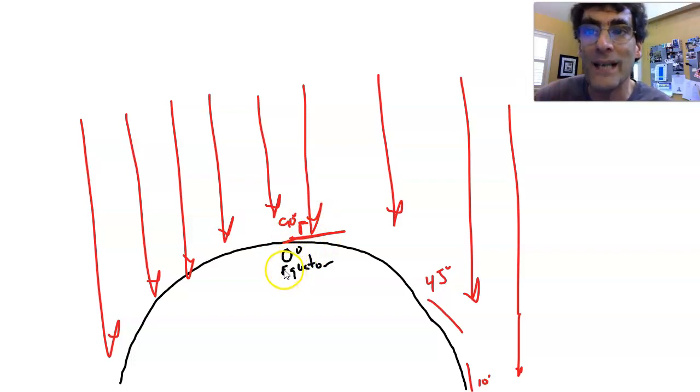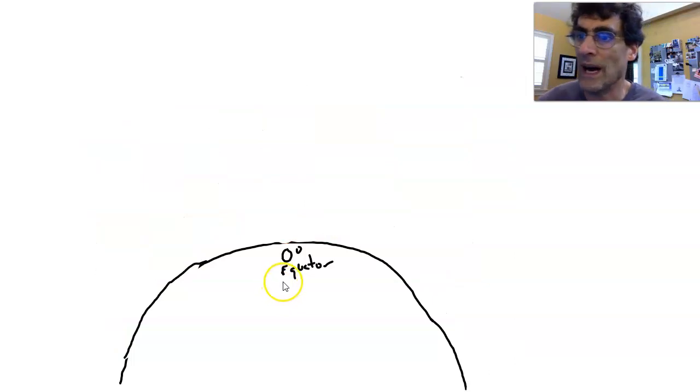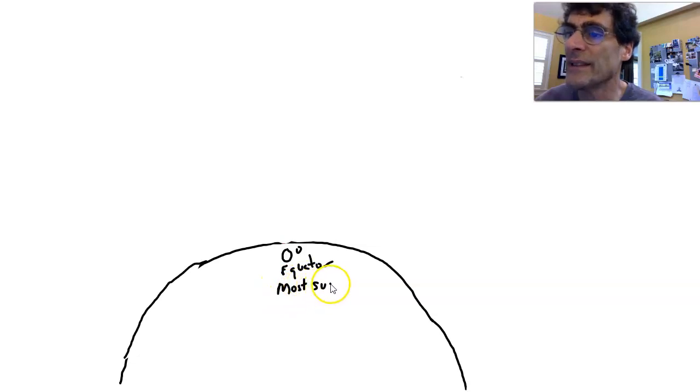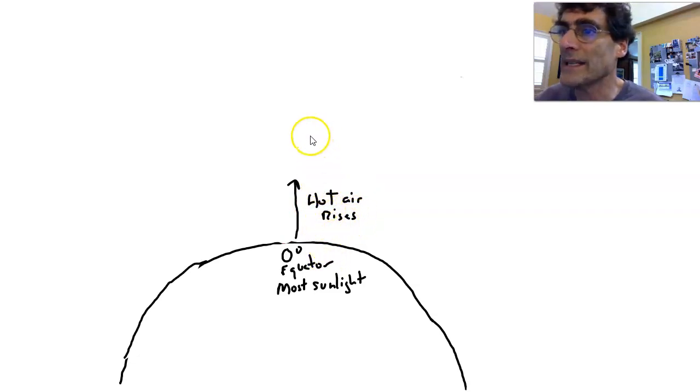And so again, we have that unequal heating of the Earth, and today's video is going to show the ramifications of that. So we're going to write here, this is where there's the most sunlight, at the equator. And because we have more sunlight here and it's warmer right here, what's the air going to do? It's going to move up, right? Because hot air rises. And as hot air rises, it expands and cools.